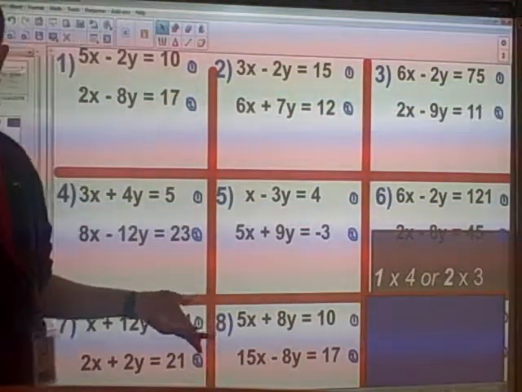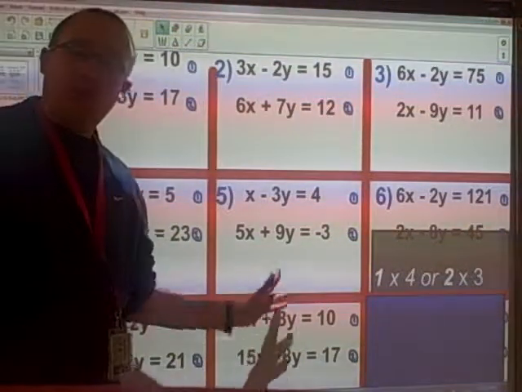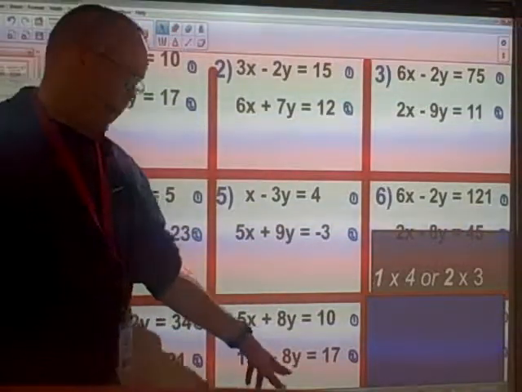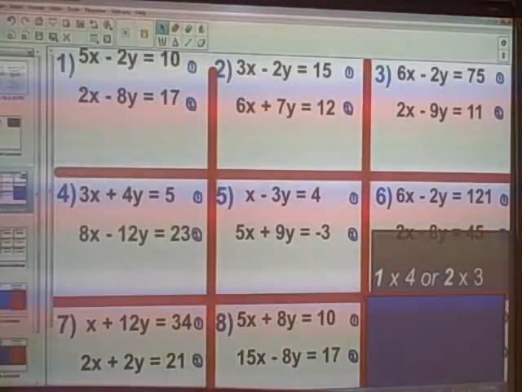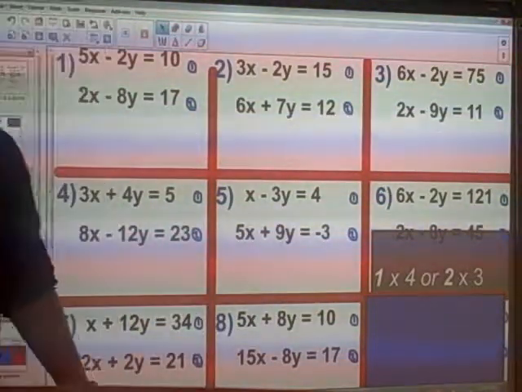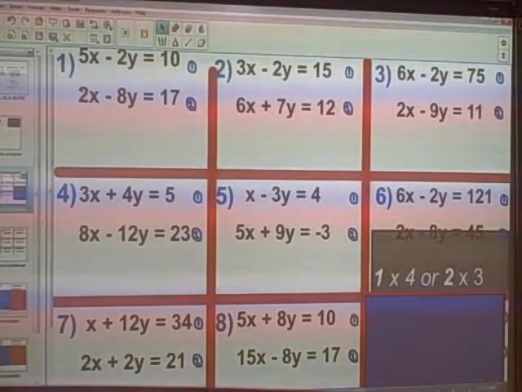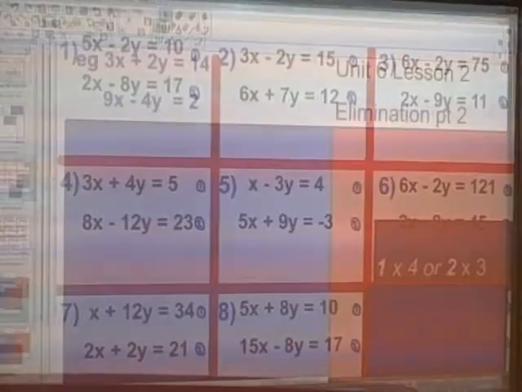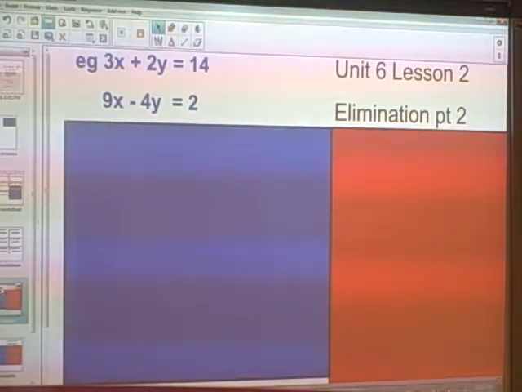Number 8, actually you don't need to do anything at all because you already have the same number of y's. So positive 8 and negative 8 means you could add those two equations and eliminate straight away. Or you could times the top equation by 3, make 15x for both, and then you could go ahead and subtract. So this is actually a realistic question.